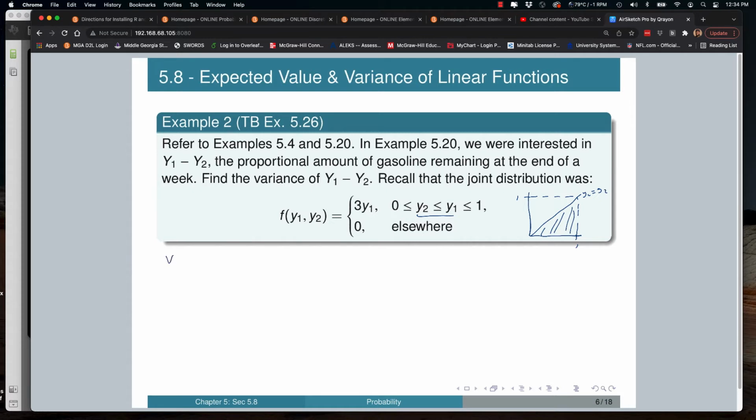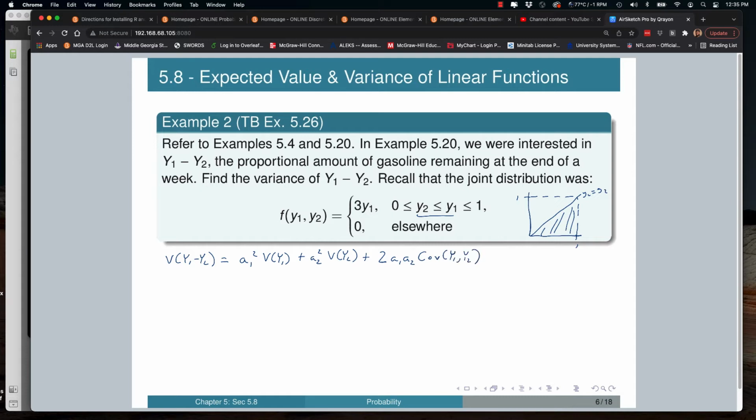So the variance of y sub 1 minus y sub 2 is equal to, according to the formula, whatever the a sub 1 variable is squared times the variance of y sub 1, plus the coefficient a sub 2 of the second variable squared times the variance of y sub 2, plus, we only have 2 random variables here, so we have to have the covariance in here, plus 2 times the coefficient of the first random variable times the coefficient of the second random variable, all that times the covariance of y sub 1, y sub 2.